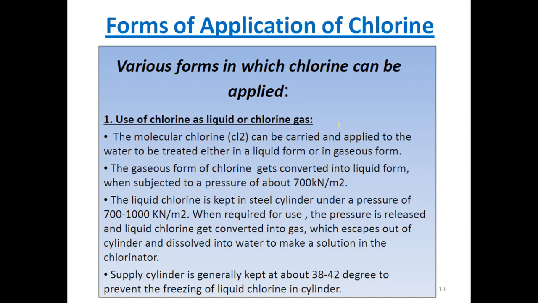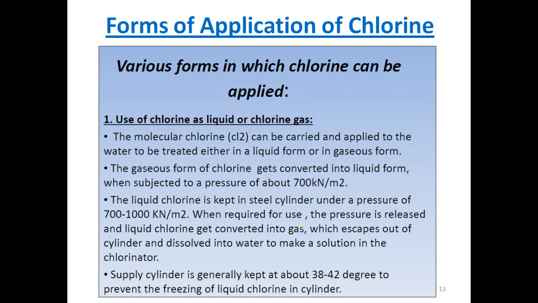Now, use of chlorine as liquid or chlorine gas. The molecular chlorine can be carried and applied to the water to be treated either in the liquid form or in the gaseous form. The liquid form is generally preferred and almost exclusively used these days. The gaseous form of chlorine gets converted into liquid form when subjected to a pressure of 700 kilonewton per meter square. The liquid chlorine is kept in a steel cylinder under a pressure of 700 to 1000 kilonewton per meter square.